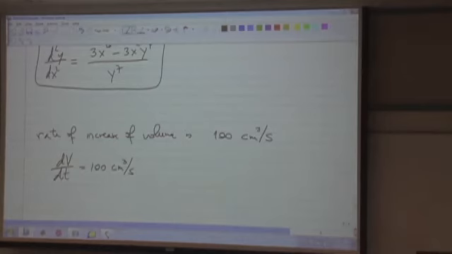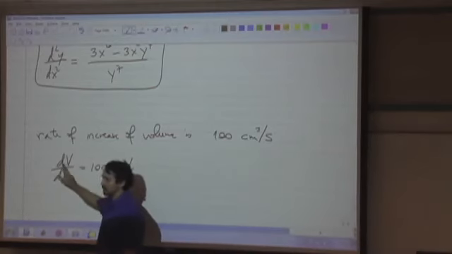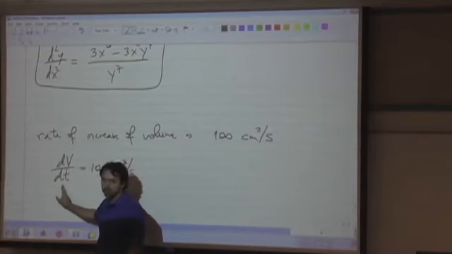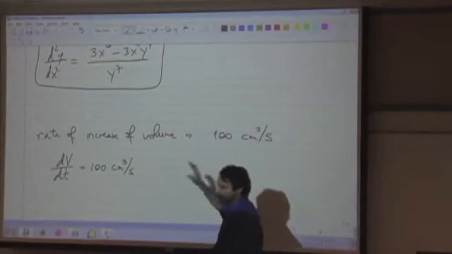Does that make sense? Remember what we defined derivatives to be: instantaneous rate of change, right? So the rate of change of the volume, with respect to time, is equal to 100 centimeters cubed per second. Does that make sense?